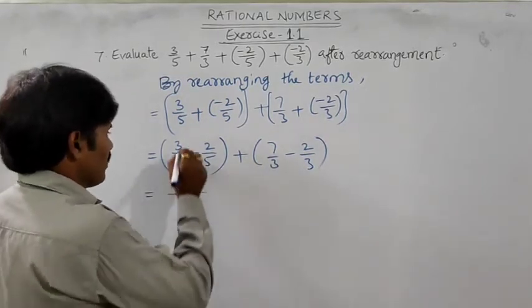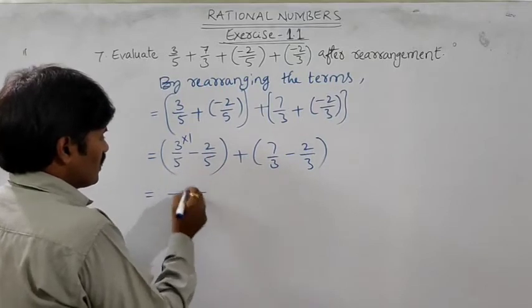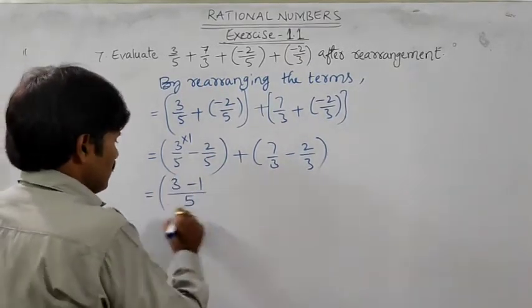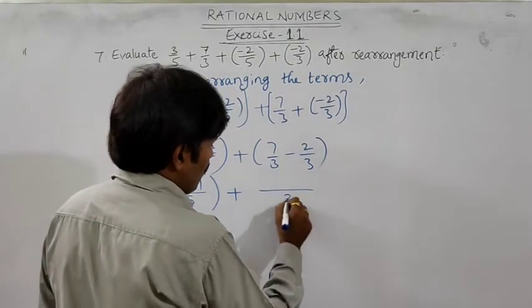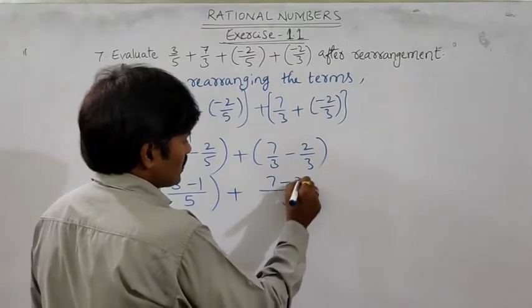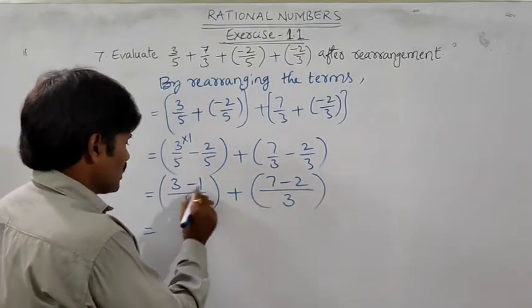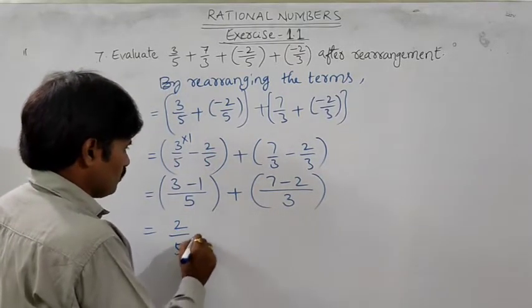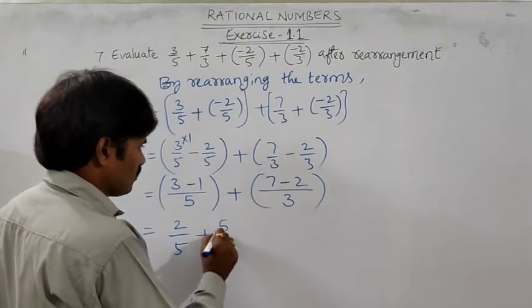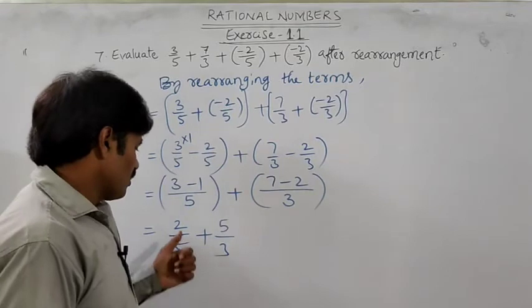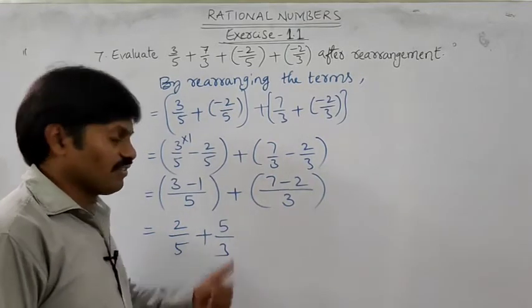So 5 divides 5 one time. So as we know, it is the difference of numerators. Same way here also, the common denominator, so the LCM is 3, so just the difference of numerators. Next, 3 minus 1 is 2 by 5 plus 7 minus 2 is 5 by 3. Okay, clear. Now we have to add these two fractions, 2 by 5 and 5 by 3.